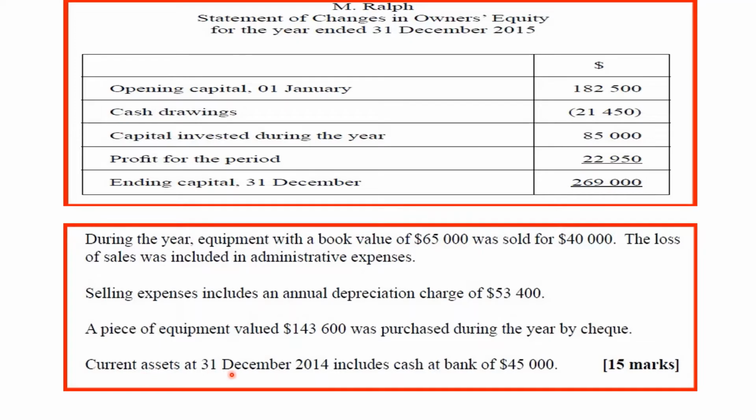Current assets at 31st December 2014 include a cash at bank of 45,000. So this here gives us the opening balance for our cash.